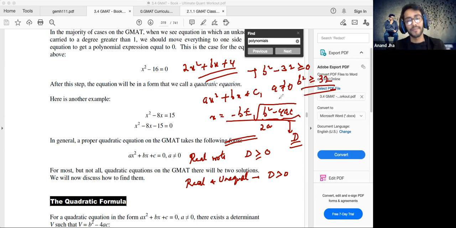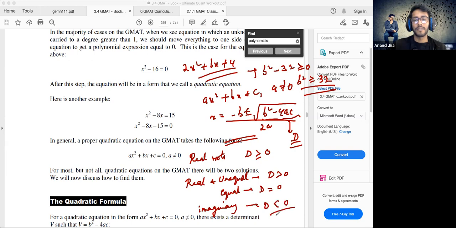Many times they ask. So real and unequal, d greater than 0. Real and equal, d equal to 0. And imaginary roots, imaginary means d less than 0, because then the square root won't exist. Then complex numbers come into the picture. That is not the case for you all. Okay, so remember this basic thing.